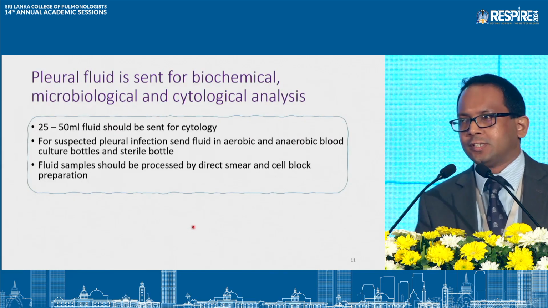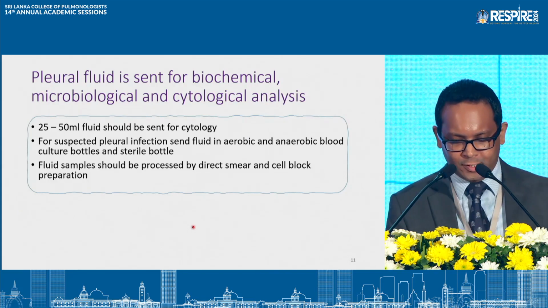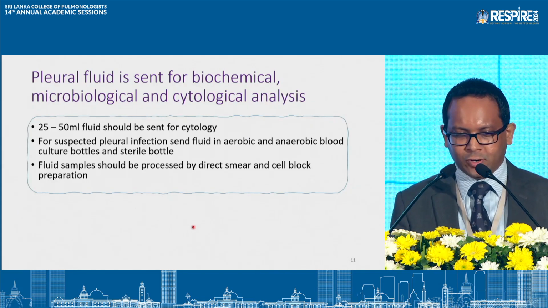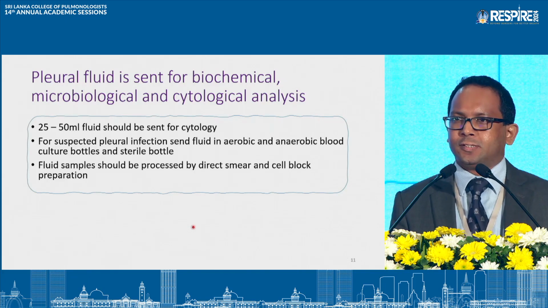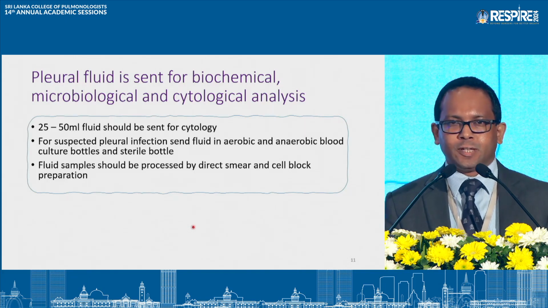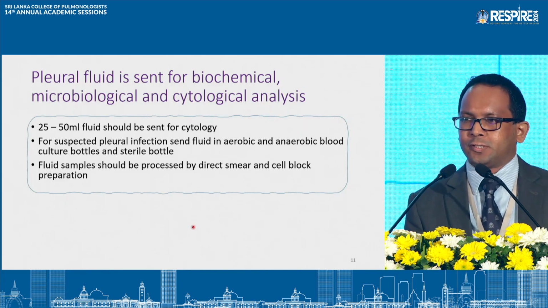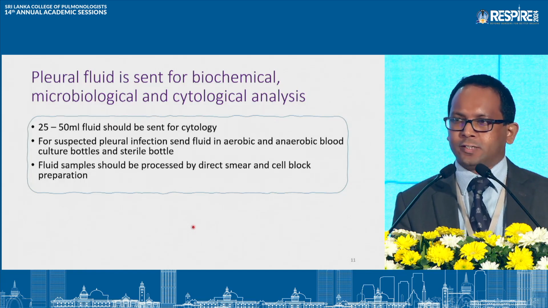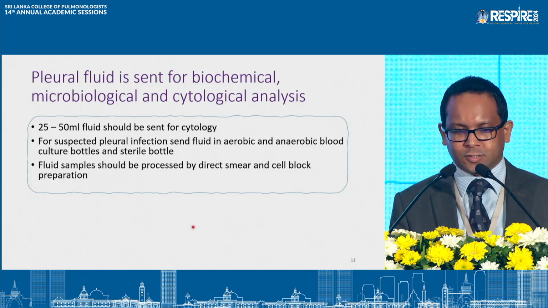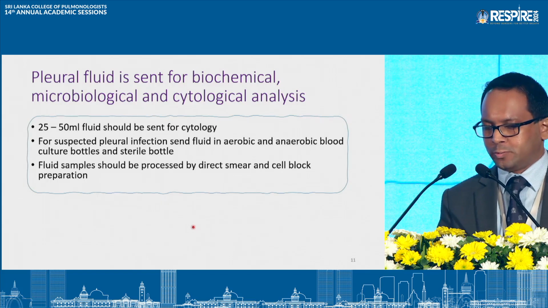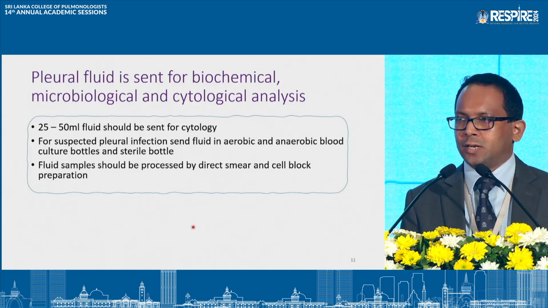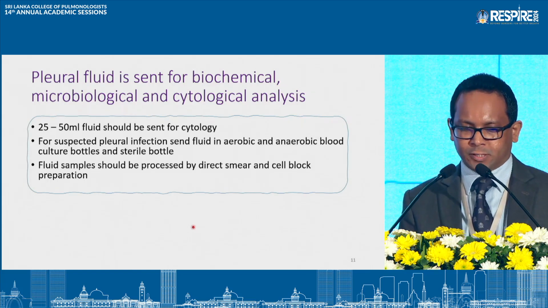Once a pleural aspiration is performed, how much fluid to send off? For analysis of cytology for suspected malignancy, at least 25 to 50 ml should be sent off for best results. If less than 25 is obtained, then it may be worthwhile to repeat the procedure and send off additional fluid, but generally more than this is not necessary. And in suspected malignancies, it's always better for the specimens to be processed by direct smear and cell block preparation as well for maximum yield.